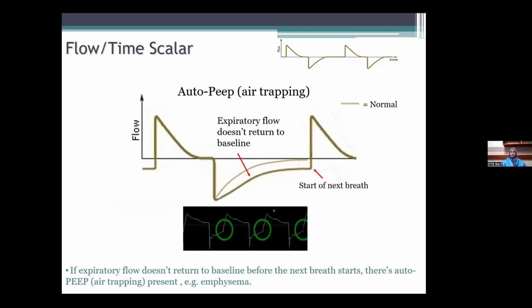Now auto PEEP and air trapping. This is a nice waveform of the flow pattern. And if this flow pattern does not reach the baseline, for instance, in this case, then we are very sure that either the patient is trapping air because of any of their conditions. So if the expiratory flow does not return to the baseline, then we are very well aware of the fact that this is air trapping. And in a ventilatory waveform, it would be something like this, that this thing is not touching the baseline, which is over here.